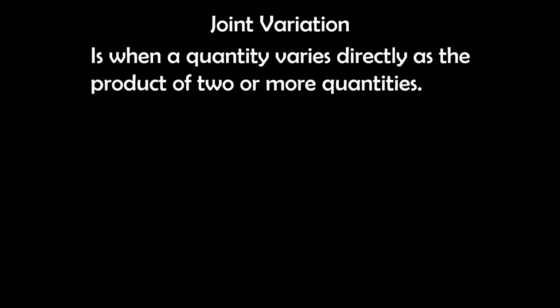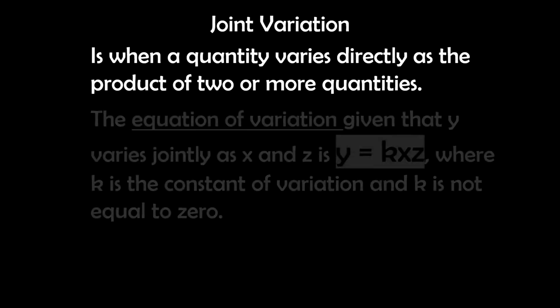So what is joint variation? So joint variation is when a quantity varies directly as the product of two or more quantities. Okay? Para rin siyang direct variation, pero meron na tayong two or more quantities. So, pakita natin yung equation.